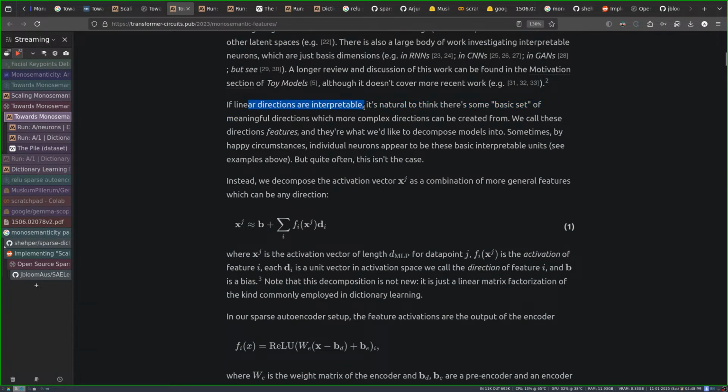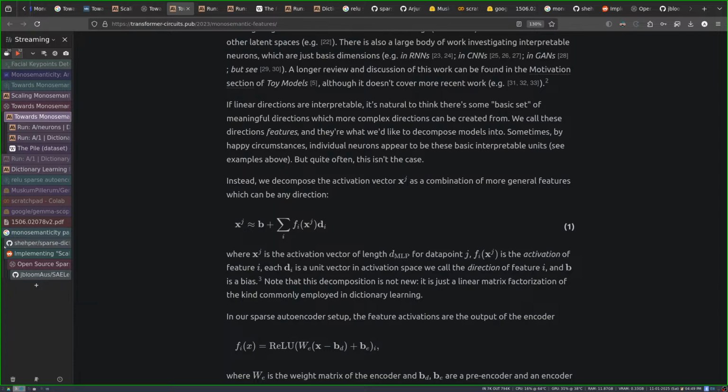If the linear directions are interpretable, it is natural to think that there is some basic set of directions from which more complex directions can be created. Oh, these are called features. So hopefully, ideally, we can have an animal feature, and a dog feature will be related in some way to the animal feature, right? We call these directions features, and they are what we like to decompose models into.